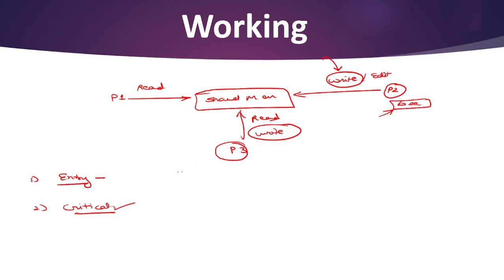Exit section, the third point: the entry of other processes into the shared data after the execution of one process is handled by the exit section. Next is the remainder section. The remaining part of the code that is not characterized in the above three sections is taken under the remainder section.